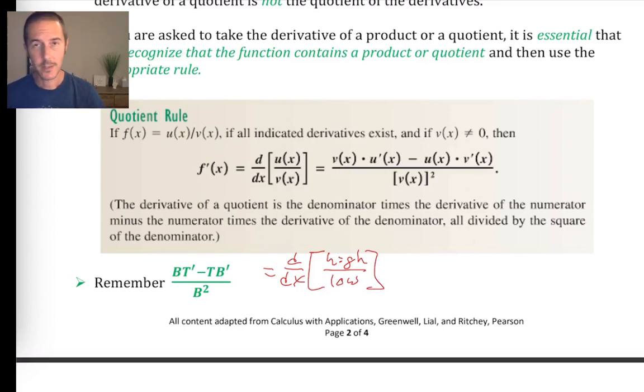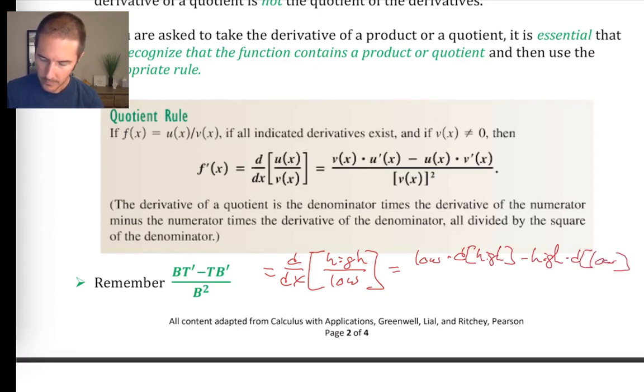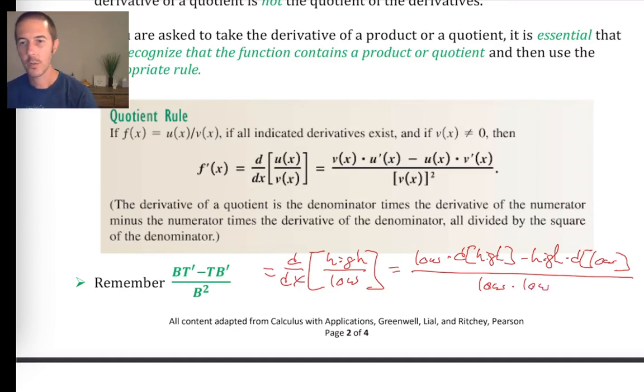If this is what you're taking the derivative of, high over low, then the result is low, the denominator, times the derivative of high, minus high times the derivative of low, all over low squared, which is the same thing as low times low, which means that the quotient rule is low d high minus high d low all over low low.